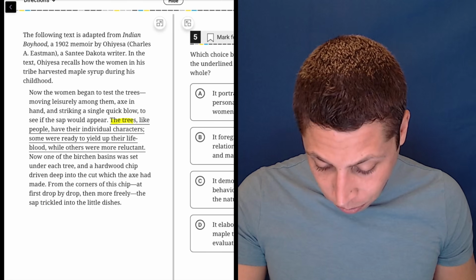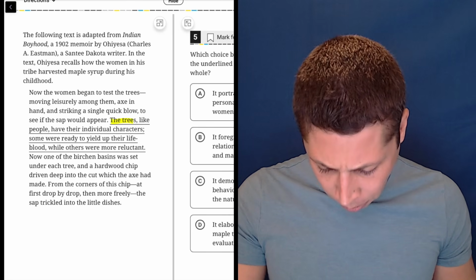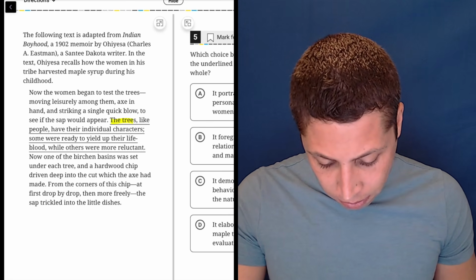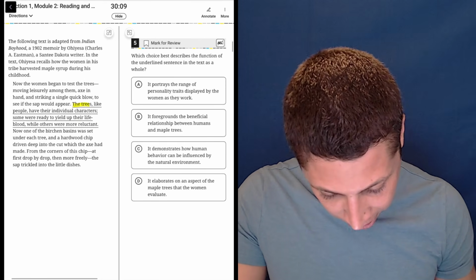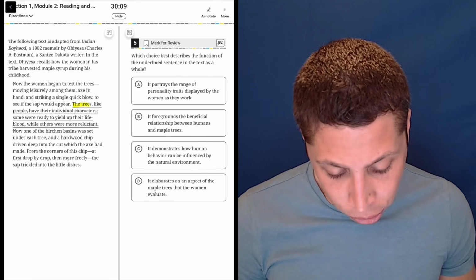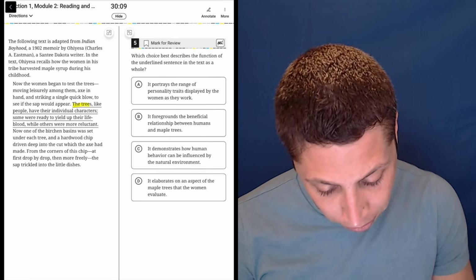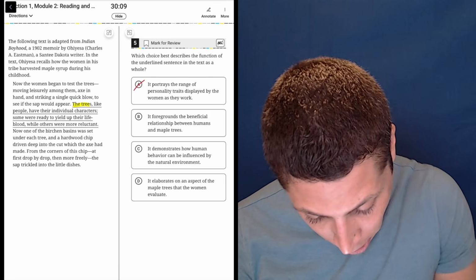Now, one of the birchen basin was set up under each tree, and a harbor chip driven deep into the cut with the axe had made. Okay, so it's just describing a process, but this is talking about the trees. So, okay, let's see if that matches anything. It portrays the range of personality traits displayed by the women as they work. No, it's about the trees, not about the women. So that's wrong.